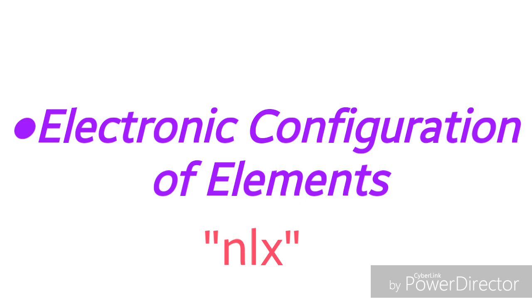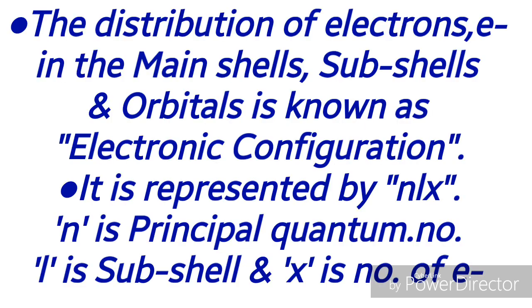To write electronic configuration of elements, we follow NLX method. N stands for principal quantum number, L stands for subshell, and X number of electrons. The distribution of electrons in the main shells, subshells, and orbitals is known as electronic configuration. It is represented by NLX. N is principal quantum number, L is subshell, and X number of electrons. Electron symbol is e minus.